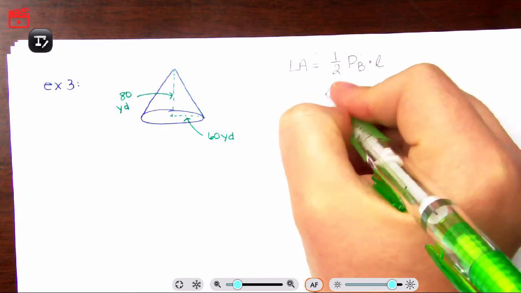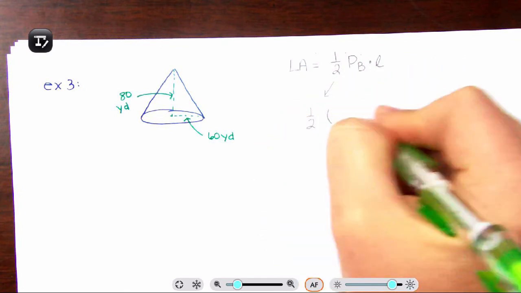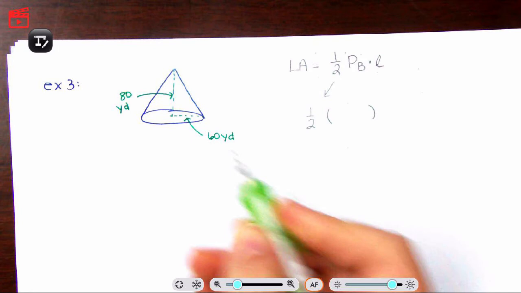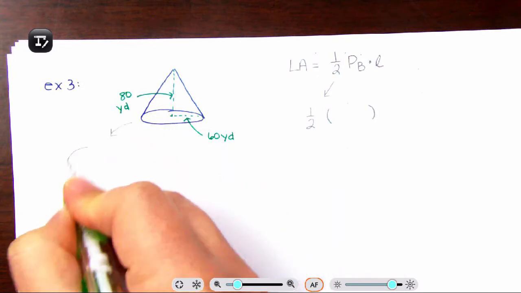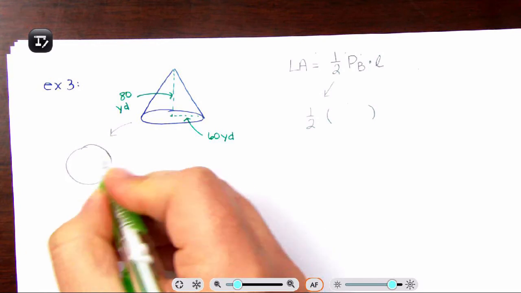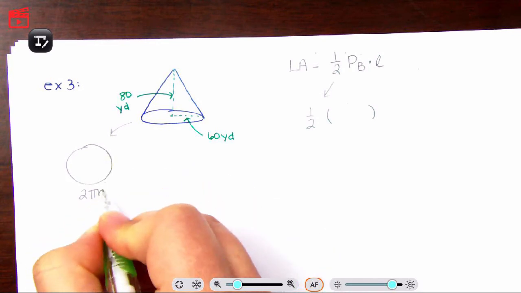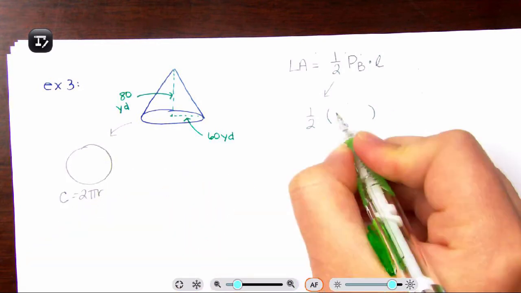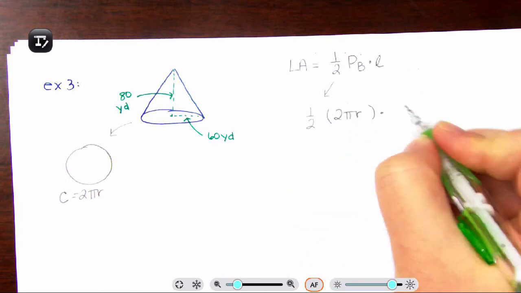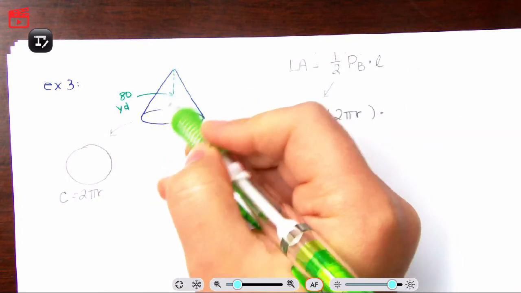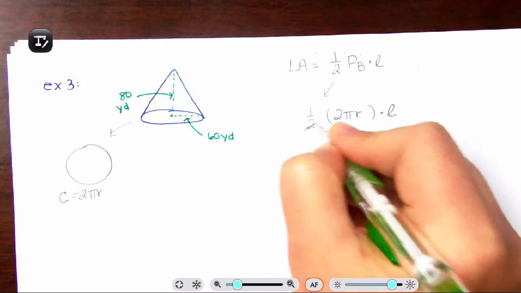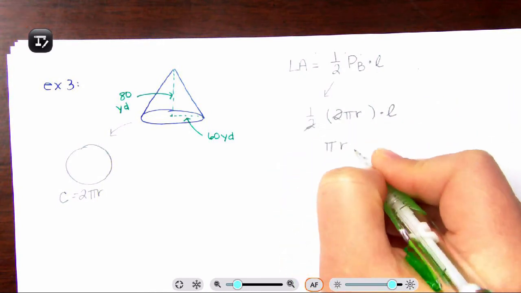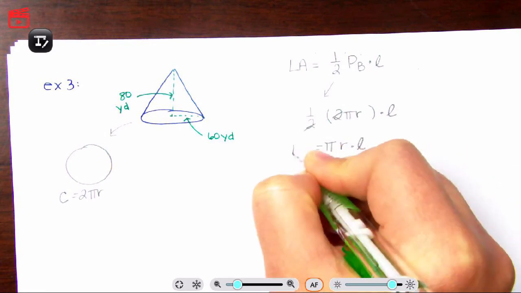So what we're starting with here is 1/2 times the perimeter of the base. We know the perimeter is a circle. So what is the base? The base is a circle. Perimeter of the base is circumference, which is 2 pi r. Slant height is on the side here, so we want the slant height. Again, my 2's cross out, so I have pi r times my slant height for my lateral area.